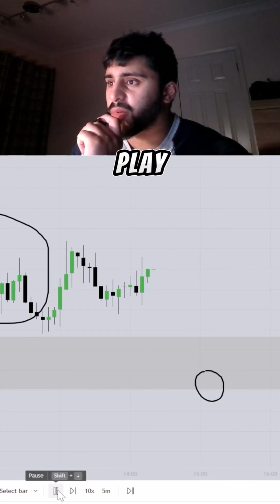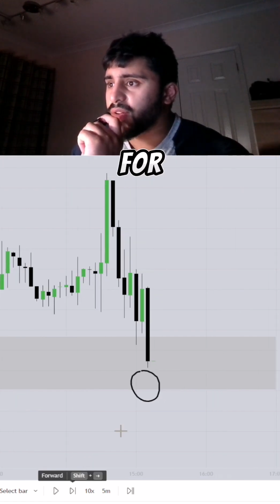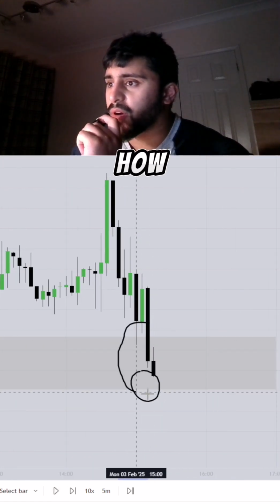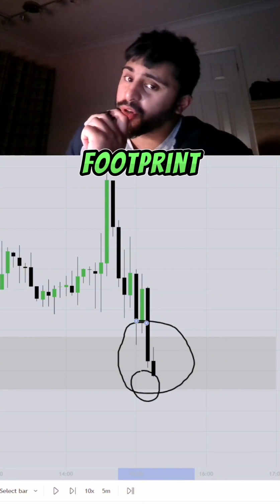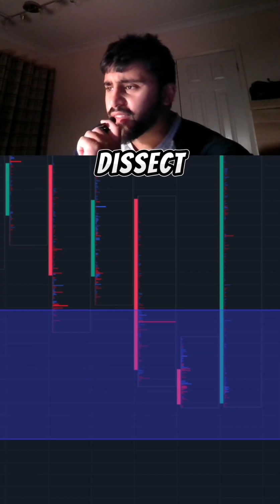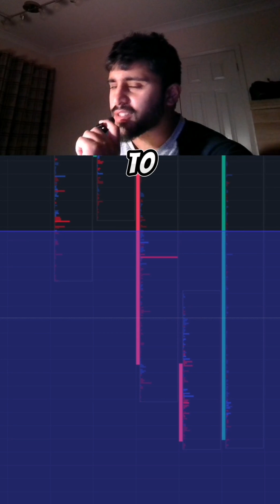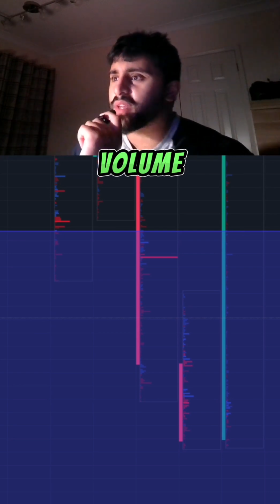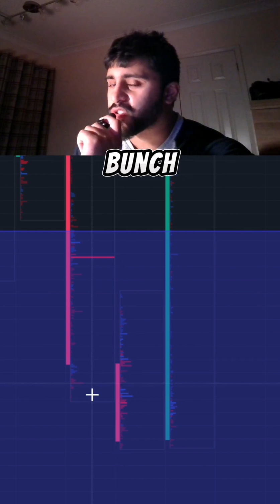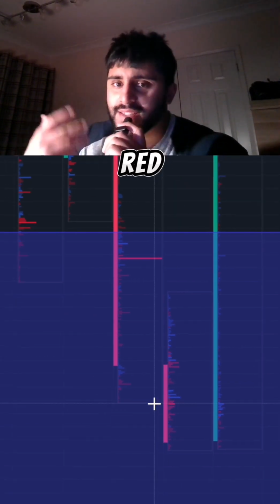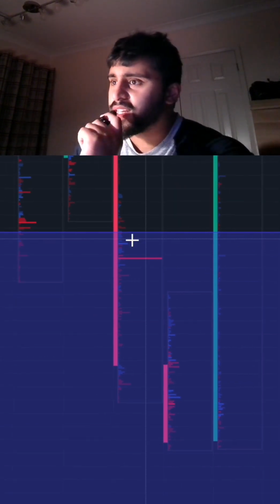So if we continue to play price on, what we're looking for effectively is how price action behaves in this region. And the only way you can do that is with the footprint charts. So when we dissect things on the footprint charts, what I want traders to understand just by reading basic volume is that we have a massive seller over here and we have a massive bunch of sellers over here. So we are seeing red delta inside of the zone, particularly in this region.